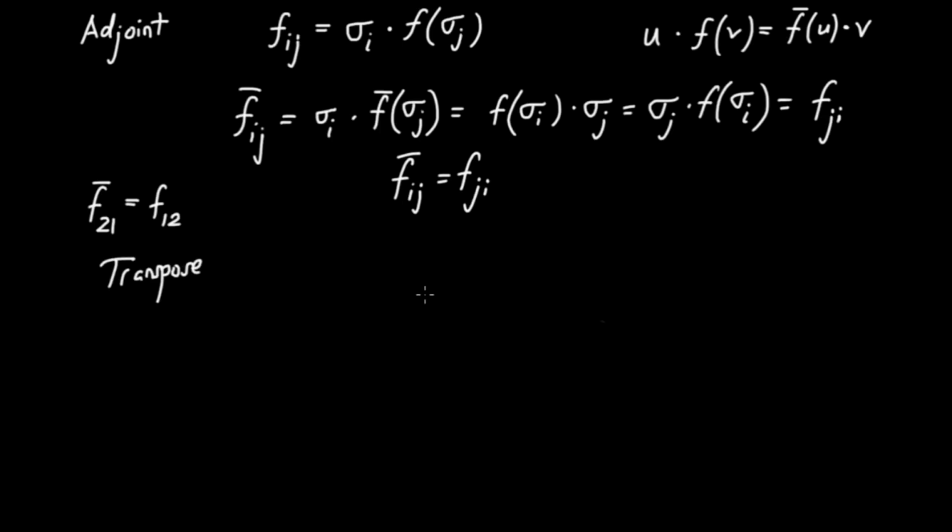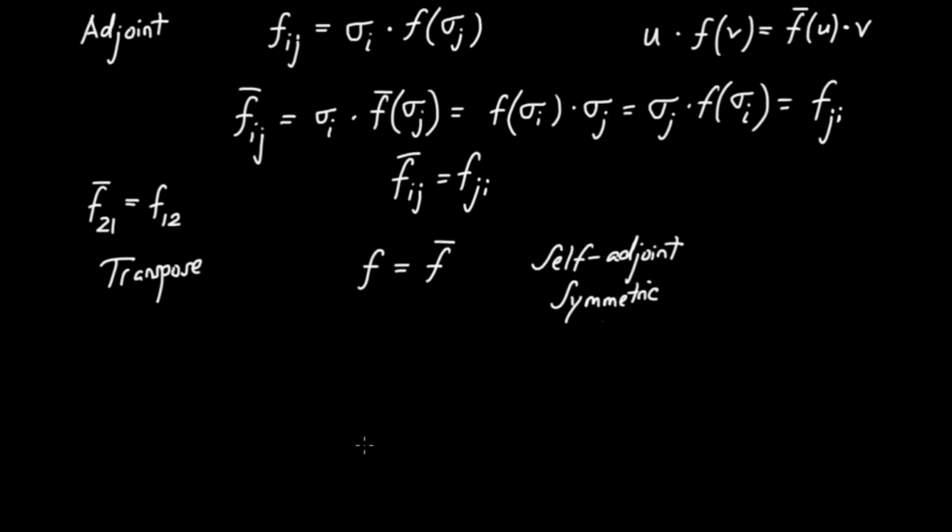Now, there's a special class of linear transformations such that f is equal to its own adjoint. A few different names for this. One is that these are called self-adjoint transformations or self-adjoint operators. Another name is that they are symmetric linear transformations.